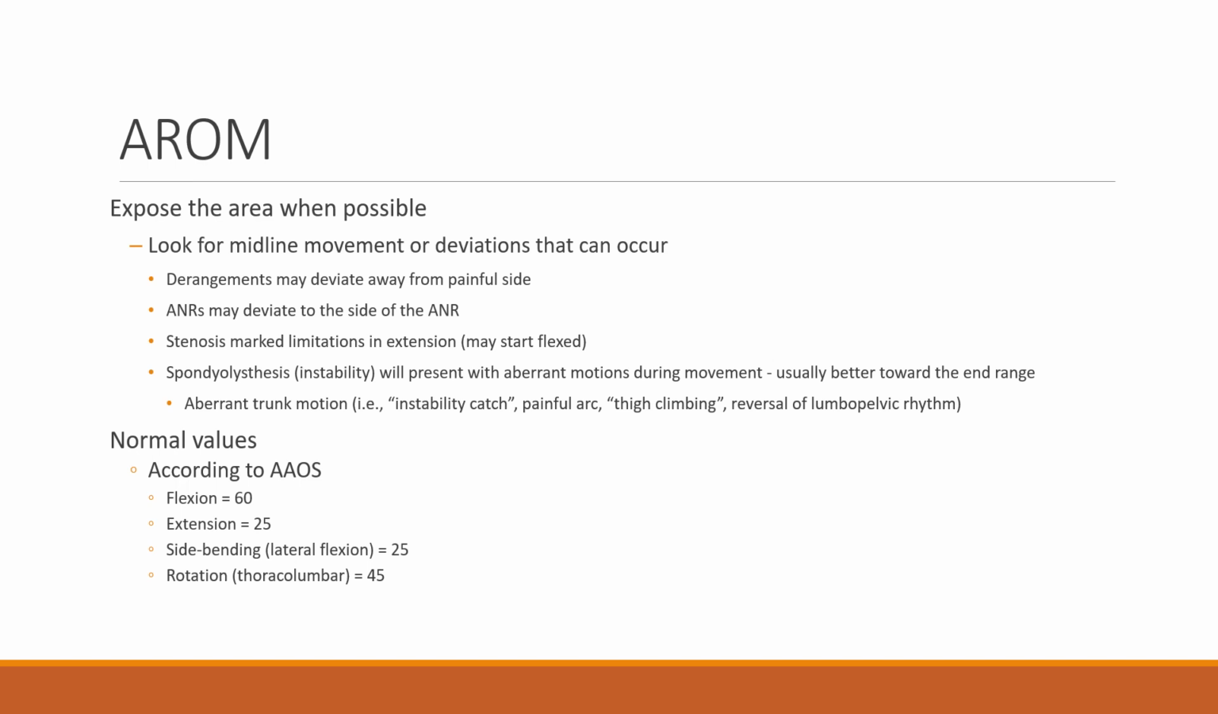And so I'd keep an eye on those, and those are good clues to have if we begin to see deviations with respect to range of motion can clue us in again to a specific diagnosis. The normal values, this is according to the American Academy of Orthopedic Surgeons.